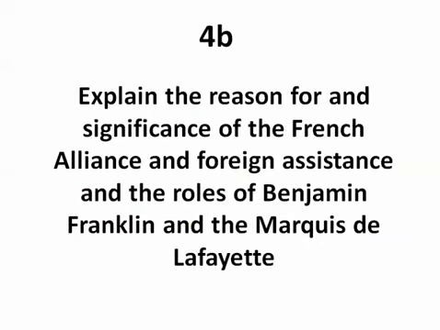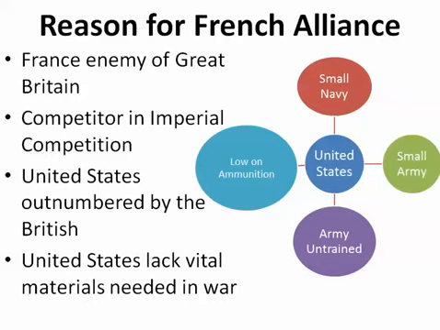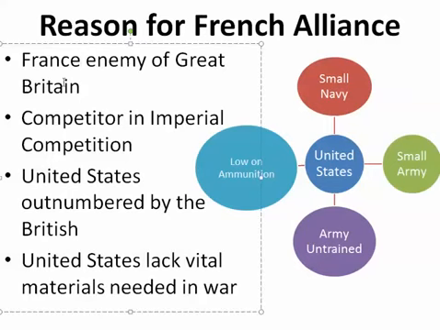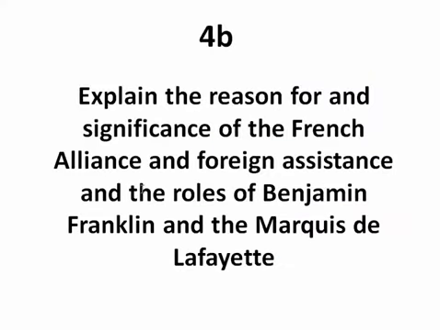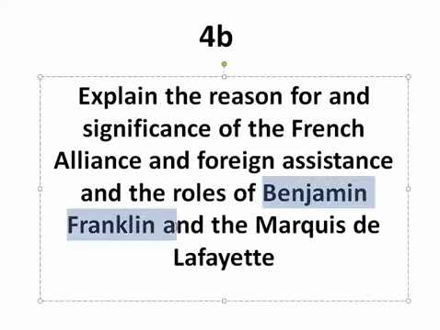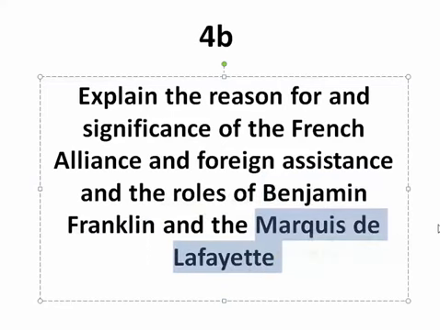So let's turn to 4b. 4b says explain the reason for, that's important, the reason for, and significance. Well, our enemy at the time, who we were under attack from, that had come across the ocean, Great Britain had attacked us, and they were on American shores, on American land. So France was the natural enemy of Great Britain. That's probably one of the reasons why we needed French alliance, or one of the reasons we reached out to them. France was a competitor against the French alliance and foreign assistance. Okay. And the roles of two people, Benjamin Franklin and then Marquis de Lafayette.